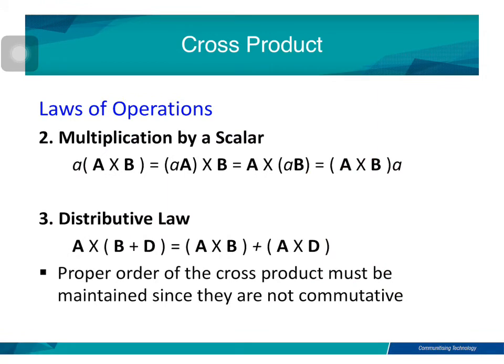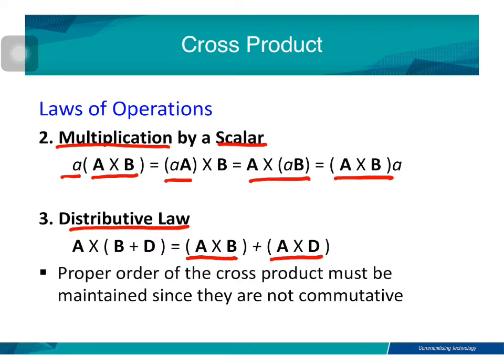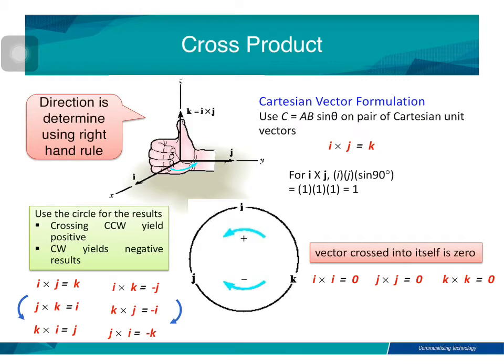Next, multiplication by a scalar is similar as before, so we can directly apply the scalar, multiplied with A cross B, as usual. And then, as usual, the distributive law: A cross (B plus D) gives A cross B plus A cross D. So the proper order of the cross product must be maintained since they are not commutative. Here is how to determine the direction by using the right hand rule.